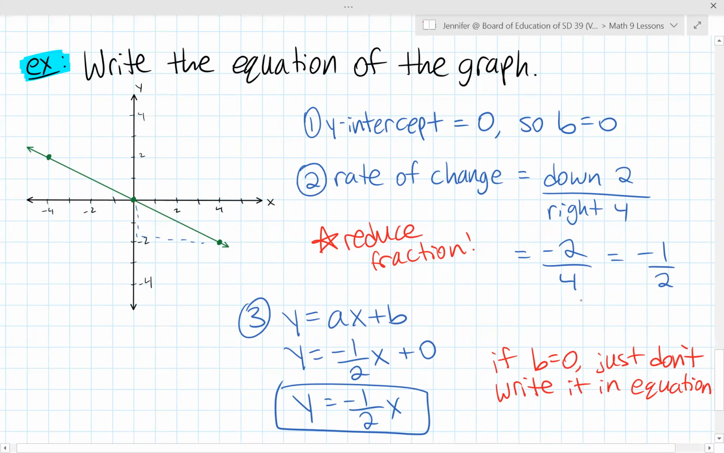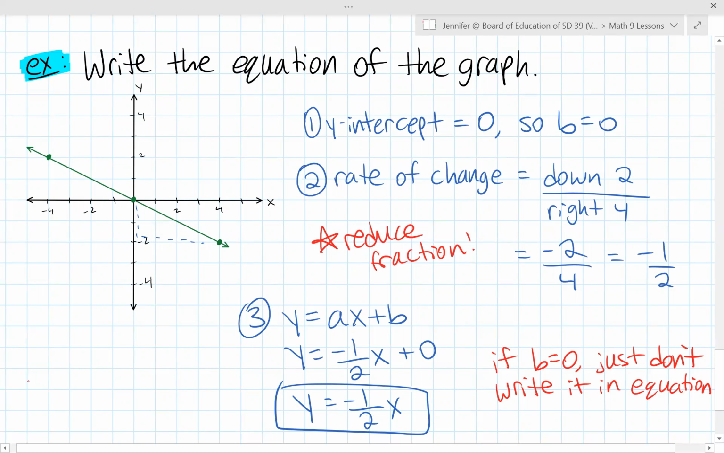And then we just put it into our equation. Replace the a and b with what we just found. And then you'll notice, since our b is 0, we don't even have to write it. There's no point in writing +0. So you just take it out of the equation. It's just y equals -1/2 x.